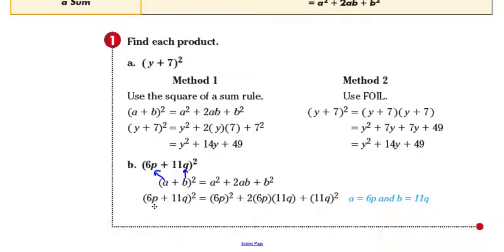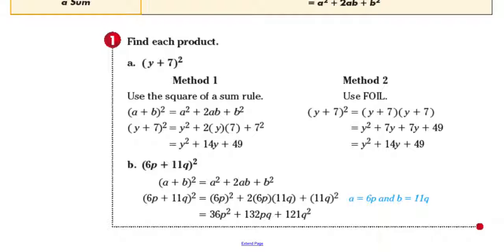So we simply substitute the values. So now I have quantity (6p + 11q) squared is equal to (6p) squared plus 2 times 6p times 11q plus (11q) squared. We simply substituted the values for a and b, where a is 6p and b is 11q. Simplifying this further, we have 36p squared plus 132pq plus 121q squared.